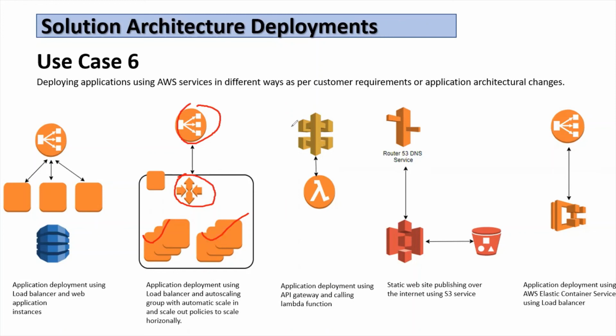And next one is application deployment using API Gateway and Lambda function. We can use this as well. And another is we can use an S3 bucket to deploy a static website and publish it over the internet using a DNS service, and then direct the traffic to the S3 bucket. And another way of deploying an application, and this is widely used in today's scenario, is using AWS Elastic Container Service. So using a load balancer, we can use containers to deploy the application.